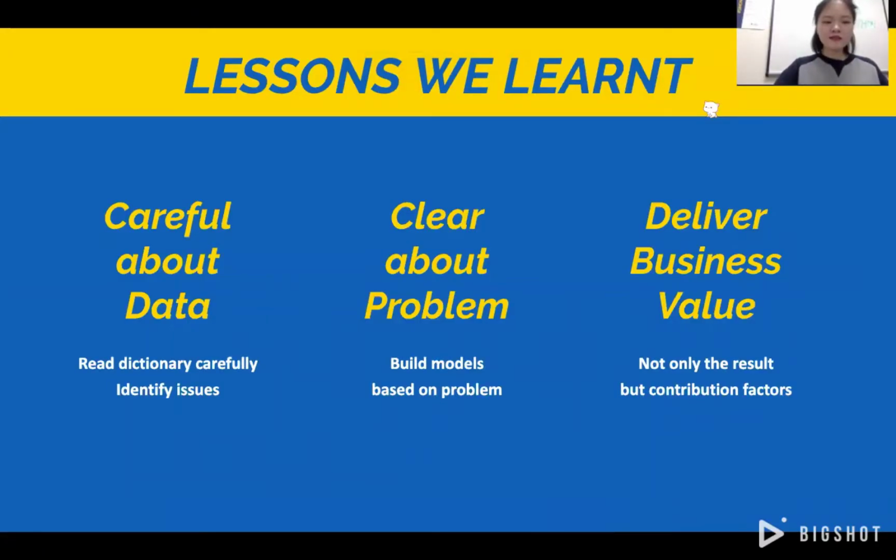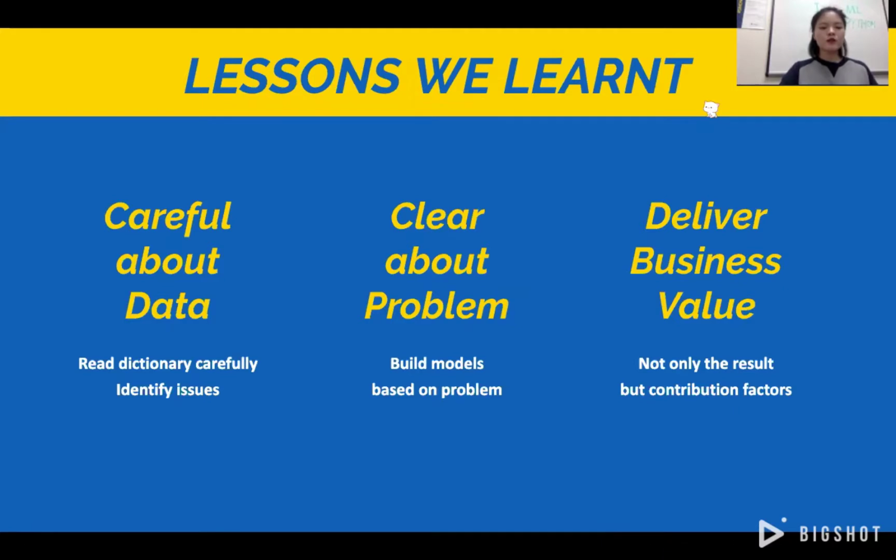Thank you, Chris. So what lessons did we learn through this project process? First of all, you should be careful about your data. That means you have to read the dictionary carefully and identify where the issues are. For example, in this case, we initially ignored the negative values, which mean missing values. You have to make them dummy values.